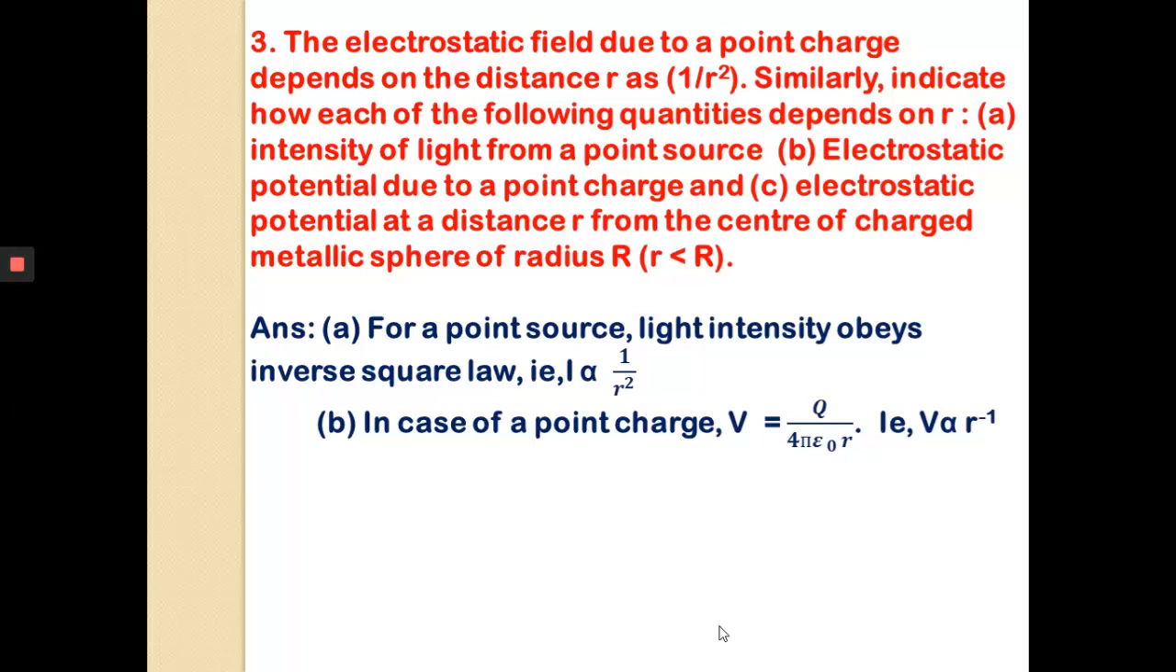Next is electrostatic potential due to a point charge. Due to a point charge, it is 1 by 4 pi epsilon 0 Q by r. So it is inversely proportional to r.